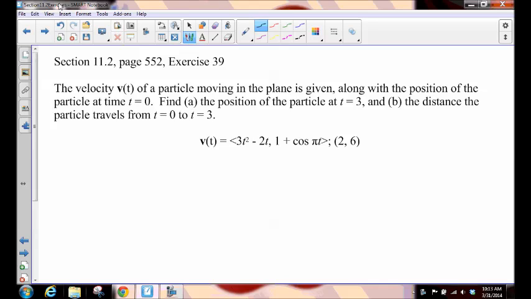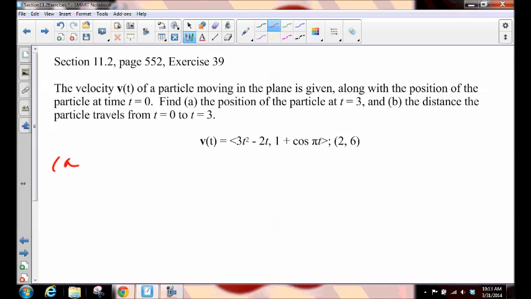Let's do section 11.2, page 552, exercise 39, which reads: the velocity v of t of a particle moving in the plane is given, along with the position of the particle at time t equals 0. Find A, the position of the particle at t equals 3, and B, the distance the particle travels from t equals 0 to t equals 3. For exercise 39, v of t is equal to 3t squared minus 2t, comma, 1 plus cosine pi t, and our initial position is 2 comma 6.